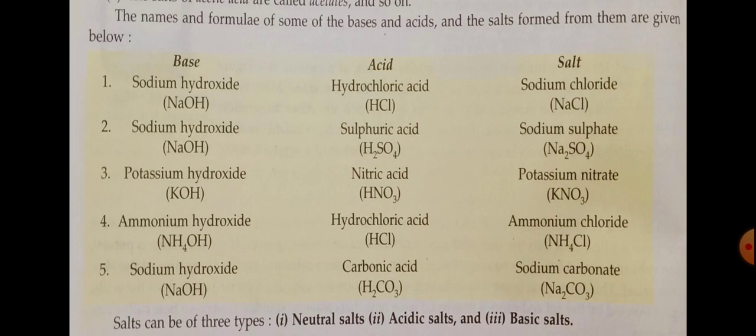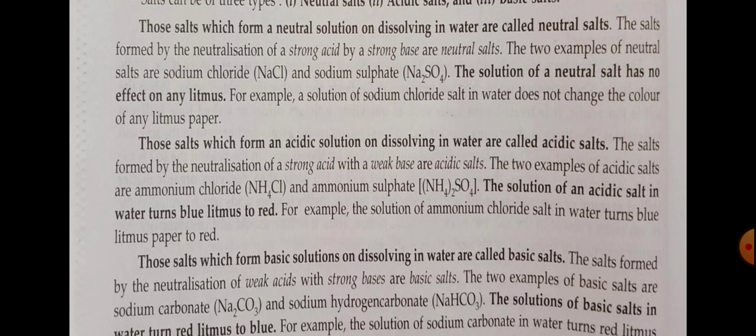Those salts which form a neutral solution on dissolving in water are called neutral salts. An example of a neutral salt is sodium chloride, NaCl. It has no effect on any litmus, it doesn't change the color of any litmus paper.